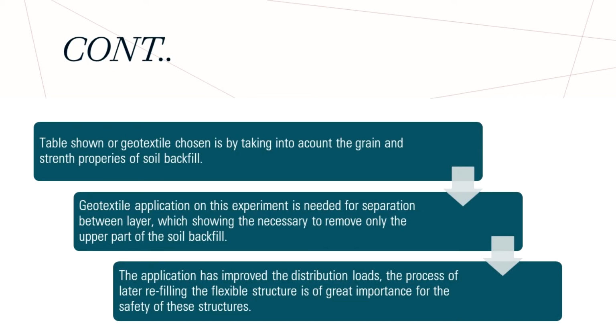The geotextile was chosen by taking into account the grain and strength properties of the soil backfill. Geotextile application in this experiment is needed for separation between layers, which shows the necessity to remove only the upper part of the soil backfill. The case study shows that the application has improved the load distribution. The process of later refilling the flexible structure is of great importance for the safety of this structure.